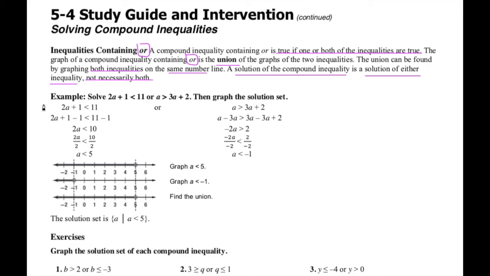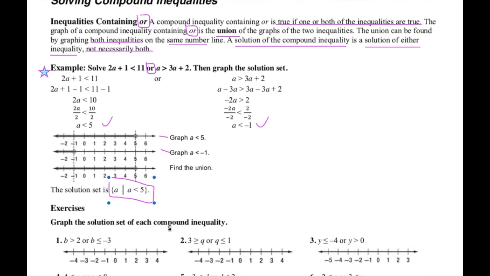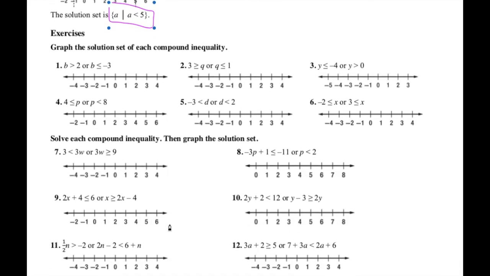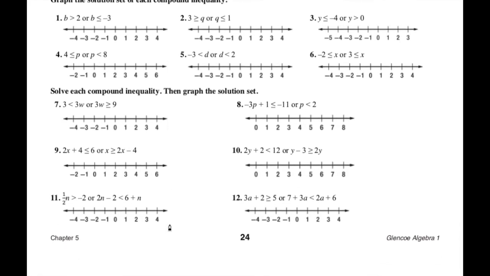So we have an example here of two inequalities using the word or, so a compound inequality with the word or. Notice how that plays out when you solve each one separately and then you graph it. This one has a graph of a is less than 5. We also have a is less than -1. The union is actually a such that a is less than 5. So you have some more exercises here to solve compound inequalities involving or.